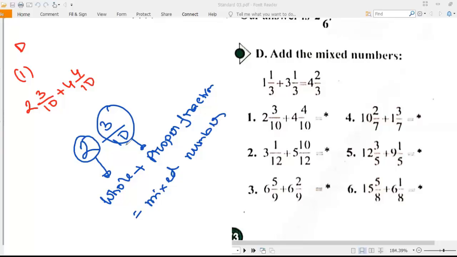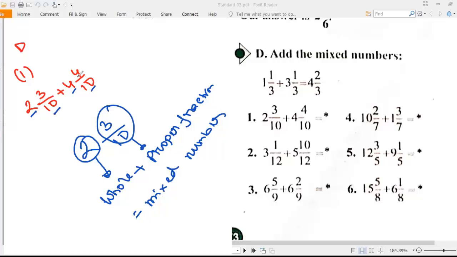So this is very important. That means whole number plus proper fraction. When we add these two things, then we get a mixed number. So here we can say 2 and 4, these two are whole numbers. 3 by 10 and 4 by 10 are fractions.